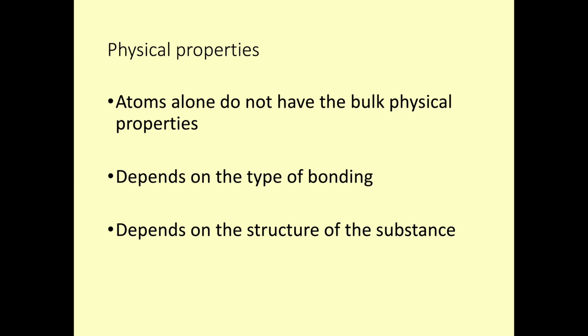With our atoms, if we take a single atom, they alone do not have the bulk physical properties, because our physical properties depend on the type of bonding, so the 3 that we talked about, and also the structure of the substance. So you can't just take an atom of oxygen and say it's going to have a low melting point. It's as a result of the bonding and the structure in which it forms.